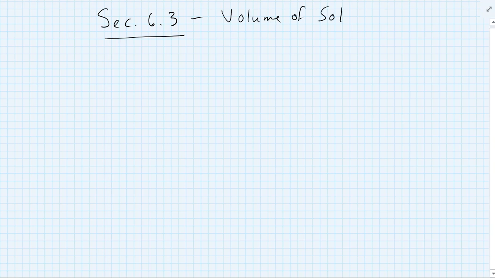And we're started. So now we're going to do section 6.3, day 1. There are 3 parts to section 6.3. I break it into 3 parts because it's all volume. 6.3 is volume of solids. Day 1 is going to be volume by known cross-section.